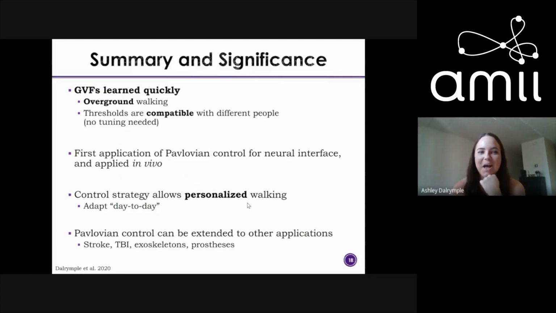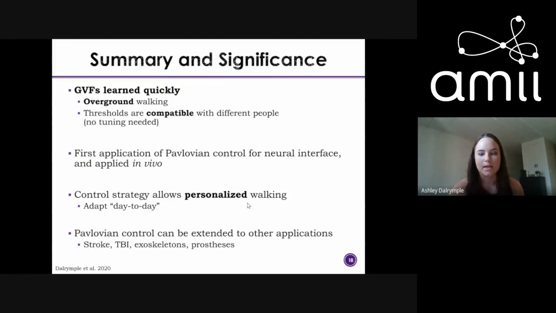because there's lots of cool things I couldn't really show you. But just in summary, general value functions were learned very quickly during these walking trials, and it allowed us to produce overground walking. The thresholds that we placed on the general value functions were compatible across different people. So as I showed you earlier, there was a lot of variability in the walking styles that people produced, as well as the timing on how they move the leg. And that's analogous to people day to day and how they do their normal walking.